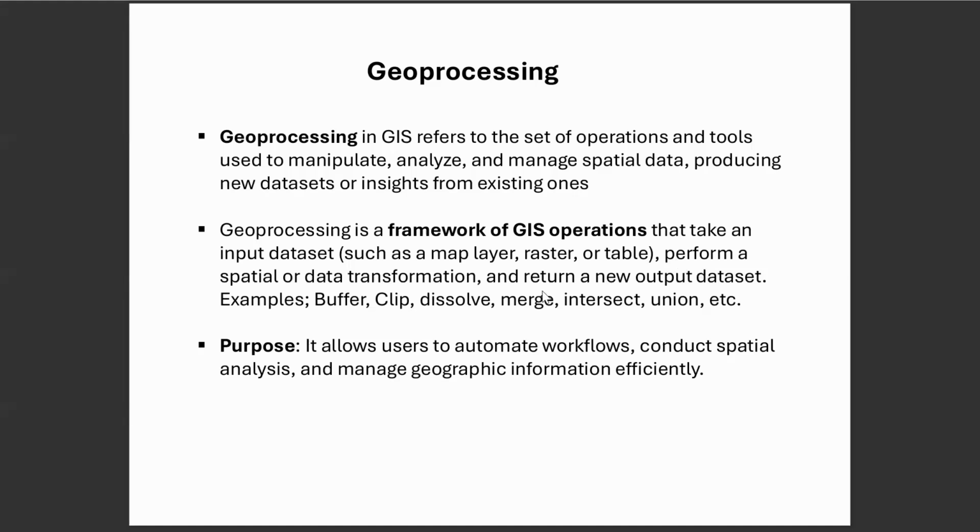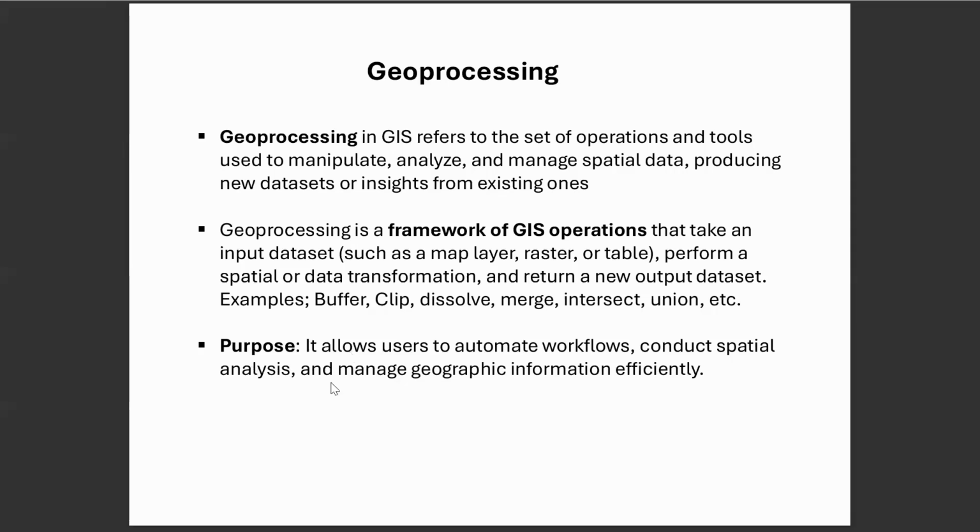So we are saying that whenever you undertake geoprocessing analysis, it returns a new output data set. Examples of geoprocessing analysis include buffer, clip, dissolve, merge, intersect, union, and many others. But for now, we are going to stick to these ones. I will show you a graphical representation of all this, so you understand them very well before we proceed to the practical session.